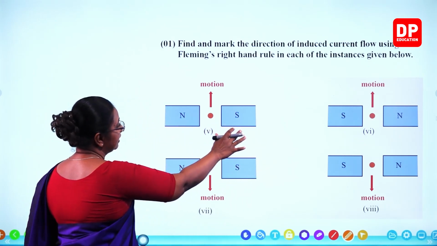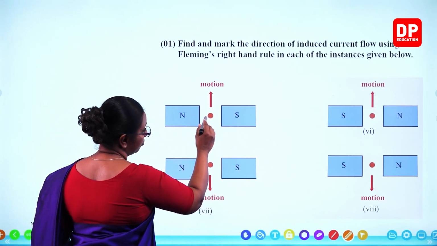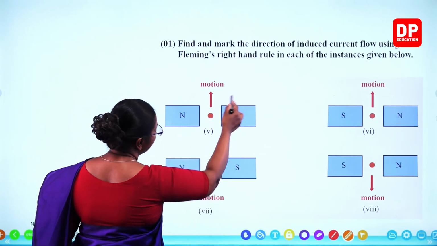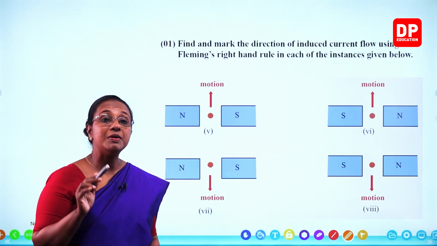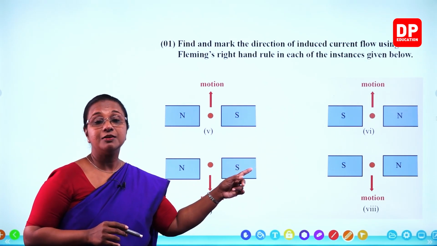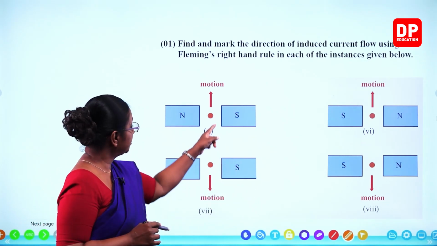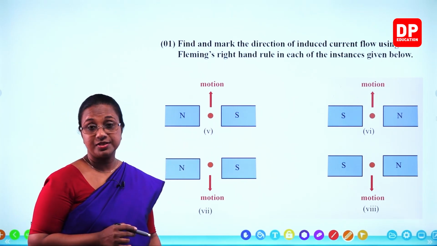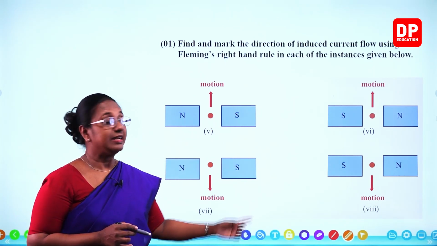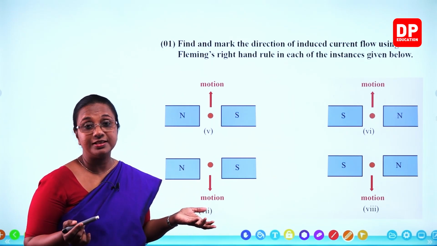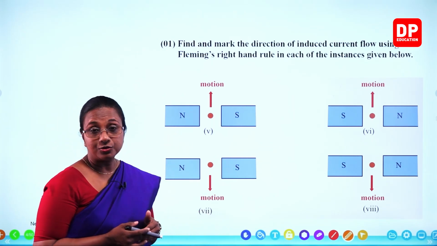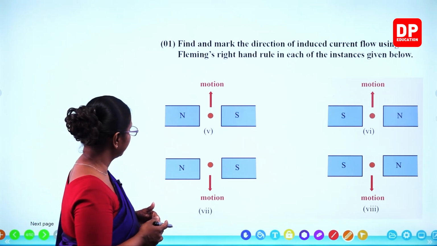The magnetic field is given, the motion is shown as before. Only thing, you don't see the conductor, but you all know the conductor should be perpendicular to the magnetic field. It's only marked as a circle there. And here there is no galvanometer, there is no external circuit. We need to find the direction of the induced electromotive force.